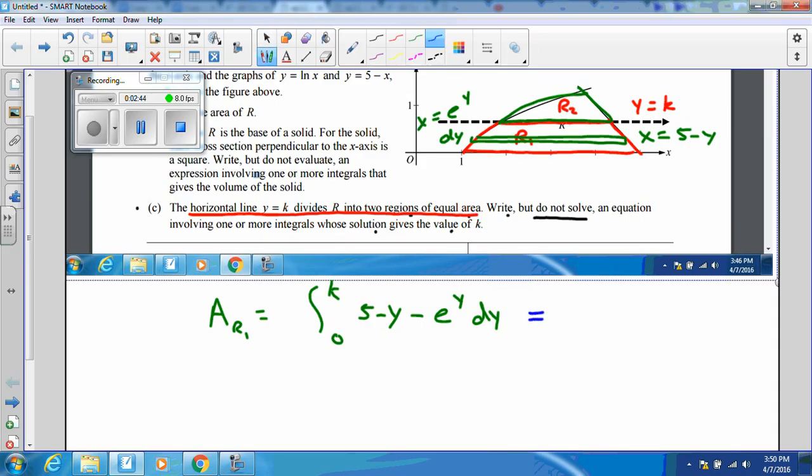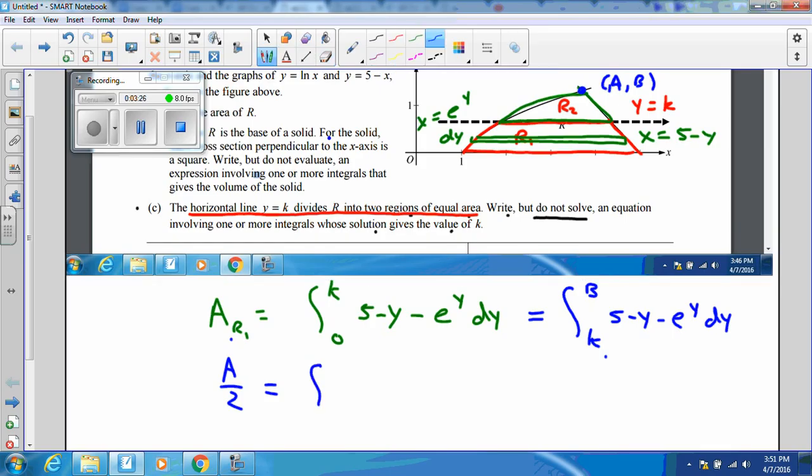What I could do then is to directly set that equal to the area of R2, which will be the integral from k up to the top intersection point that we saw in class. We just labeled that point B, of the right curve minus left curve. So this is one way that we could write an equation to find the value of k. The other way is to recognize that both the area of R1 and the area of R2 will be exactly half the area that we found in part A. So if we call that area A, then I can set A over 2 equal to the area of region R1, just like that. And this is probably the most efficient way to set it up.